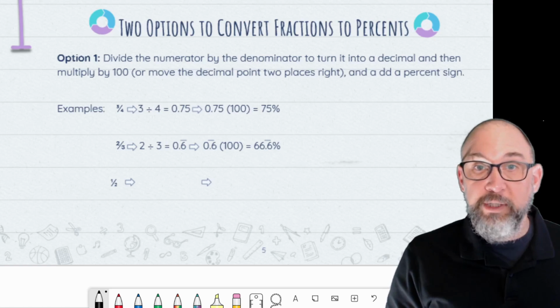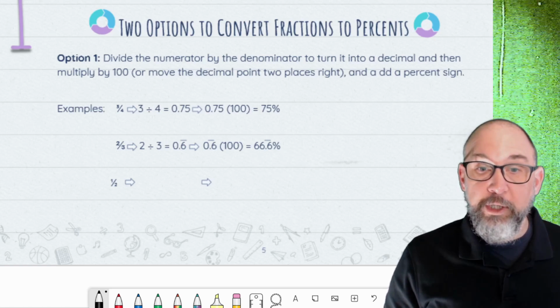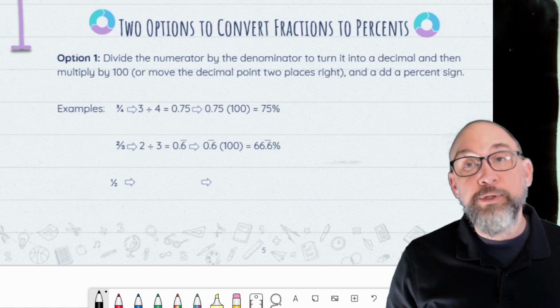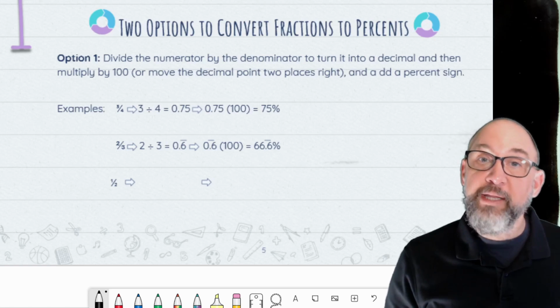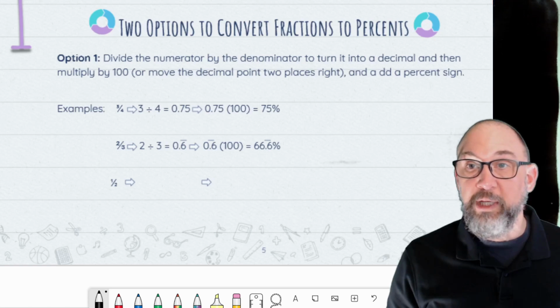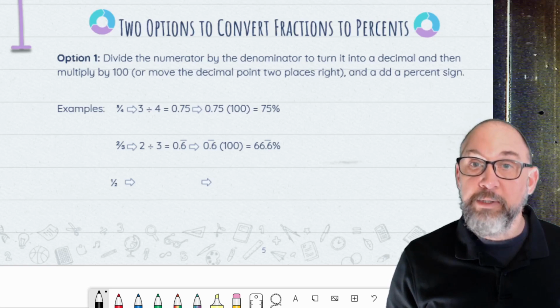Okay, so quick review. Option number one that we talked about. What you're going to do is divide the numerator by the denominator, and that will turn it into a decimal. And then you take that decimal and multiply by 100, or remember, you can just move that decimal point 2 places to the right, and then you add a percent sign.